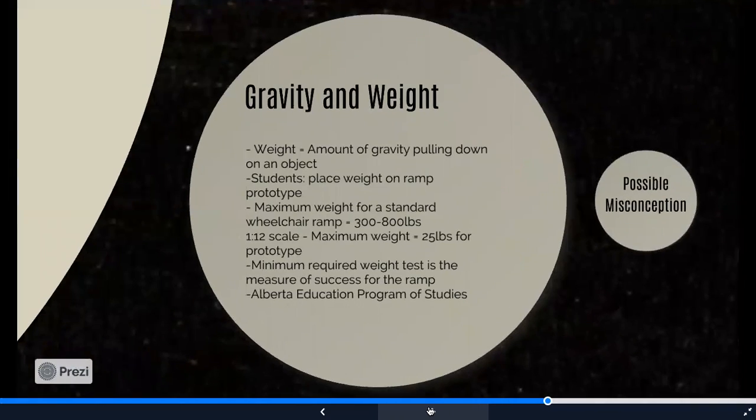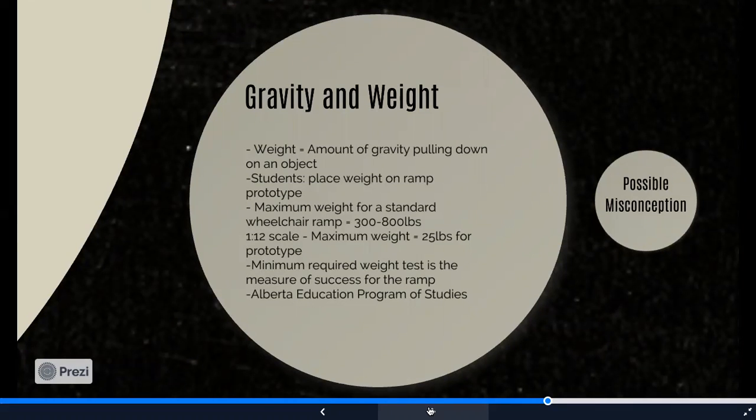Science concept, gravity and weight. Besides the steepness of the incline, another key safety feature of the ramp would be the maximum weight it can hold. Weight is the amount of gravity pulling downwards on an object. Students will place weight on their prototype ramp to ensure that it can meet the weight requirements.